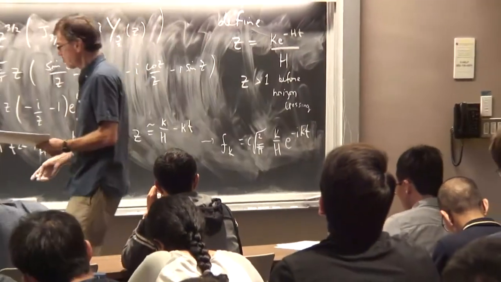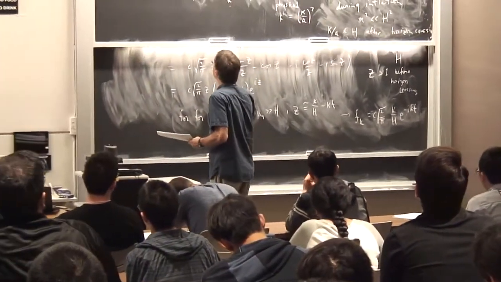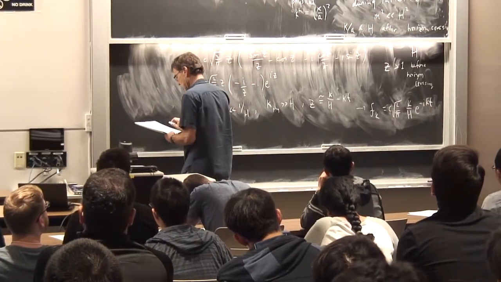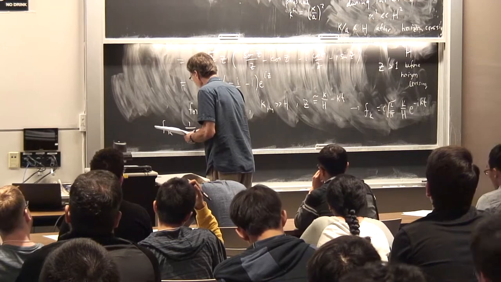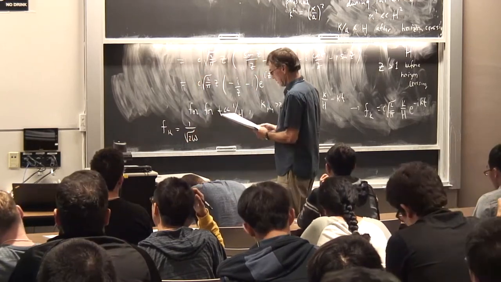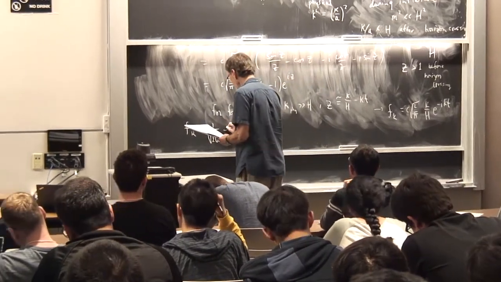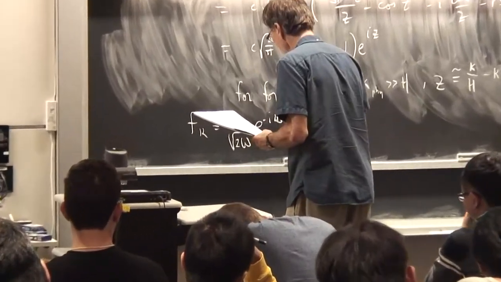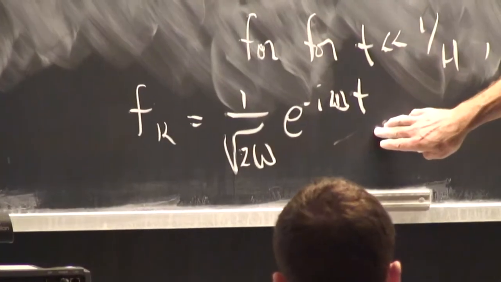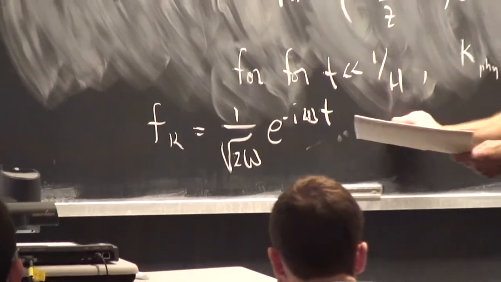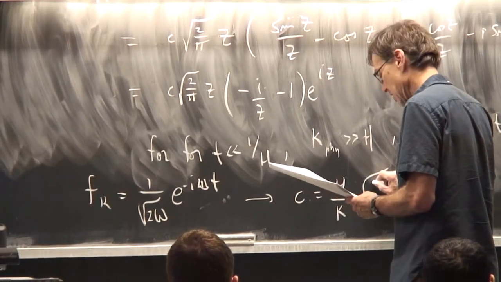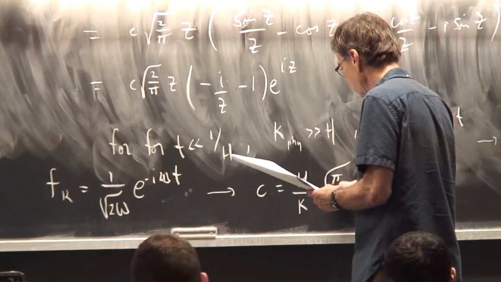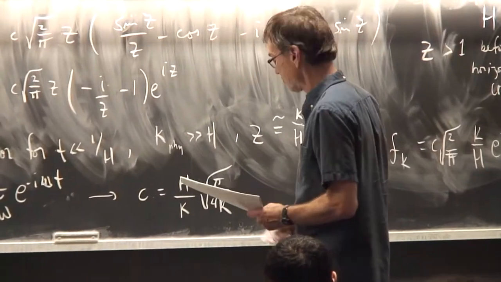And in Minkowski space, we know how to normalize this. So this looks like a normal canonical quantum field. It should just be equal to this. And so that tells us what to take for C. It's H over k times the square root of pi over 4k.